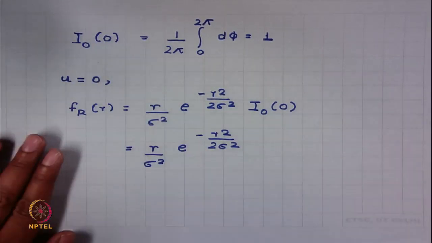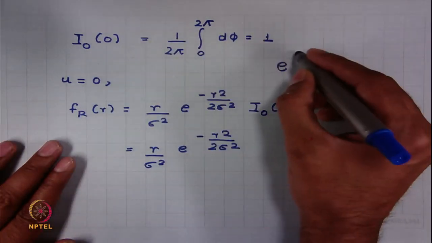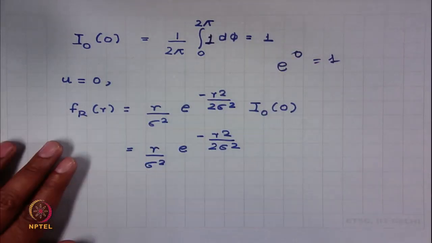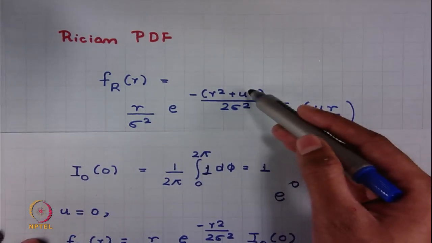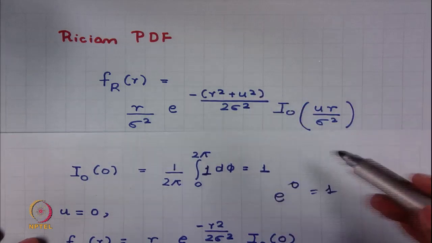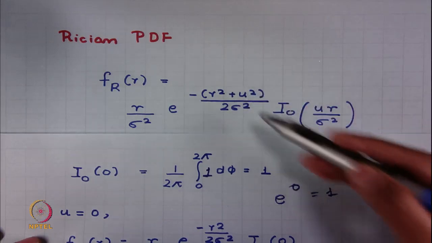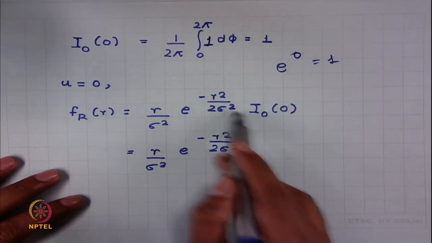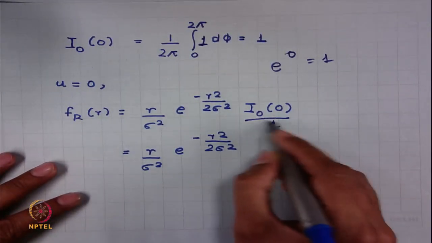What is this I naught of 0? If you have to investigate this at 0, e to the power 0 is 1. So, here we just have 1 and this will be 1. So, I naught of 0 is 1. And if in this PDF you have u as 0, what do we get? If you substitute u as 0, this term vanishes. So, you simply have e to the power minus r square by 2 sigma square multiplied by I naught of 0, because u is 0 and this is 1, right.